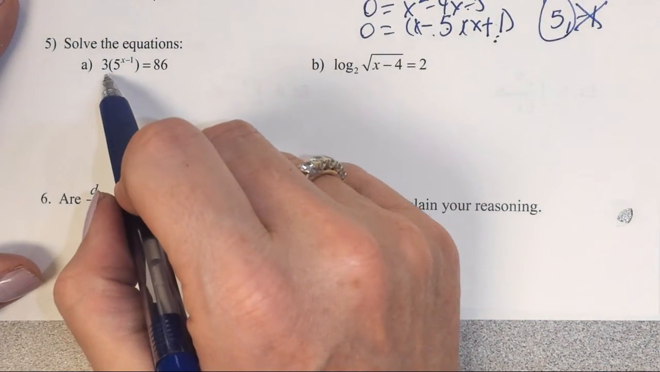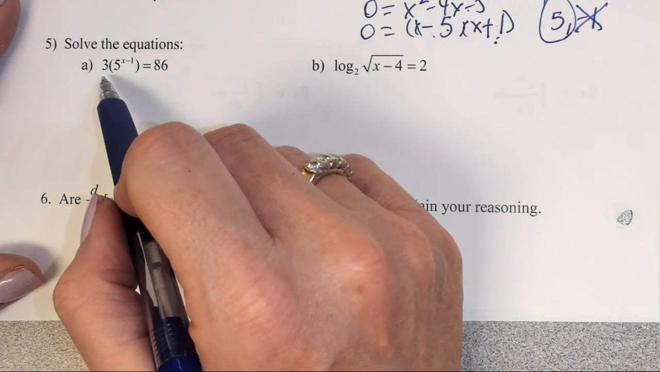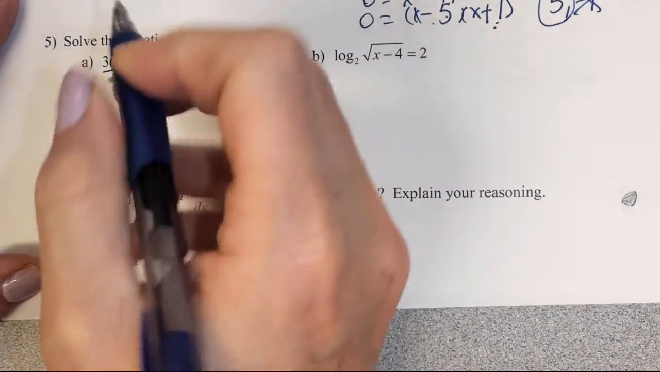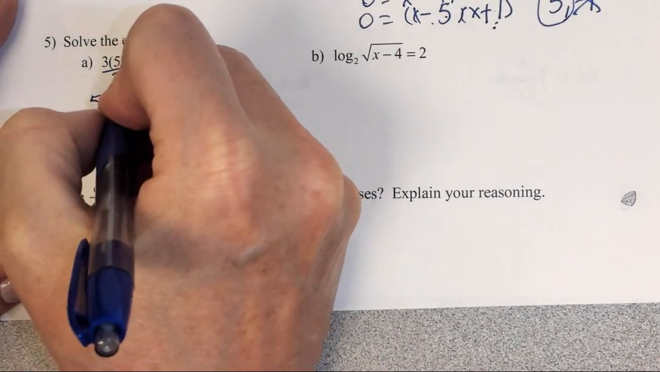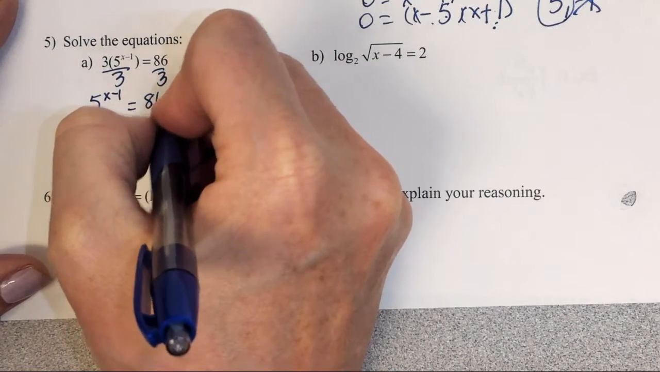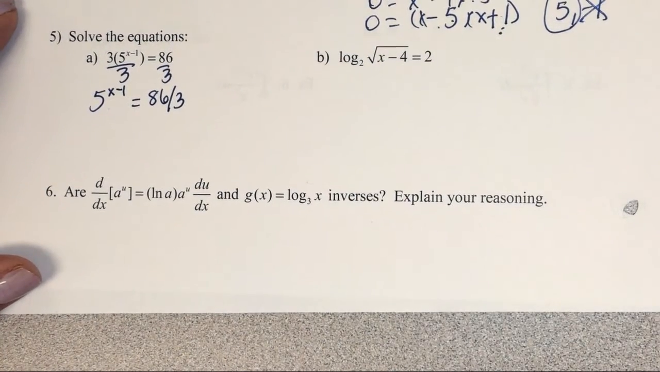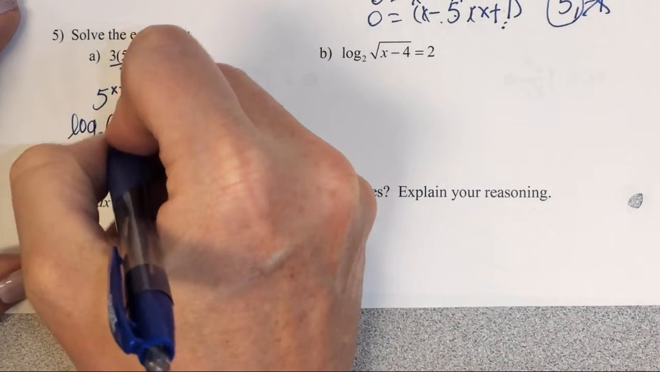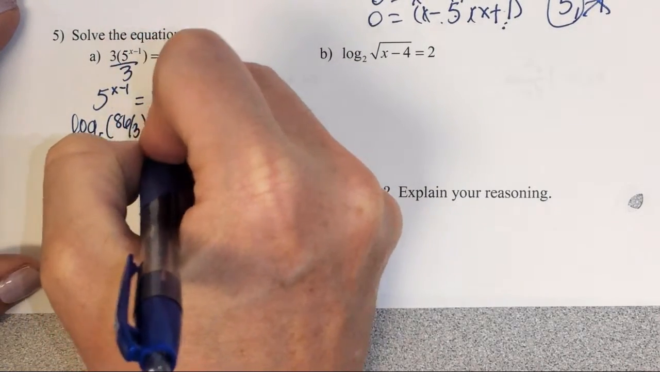Okay, solving equations now. What would I want to do first here? Divide by 3. So I have 5 to the x minus 1 equals 86/3. This is the whole reason we have logarithms, to be able to solve a problem like this. How would I solve a problem like this? How do I rewrite it? Log base 5 of 86/3 has to equal what?